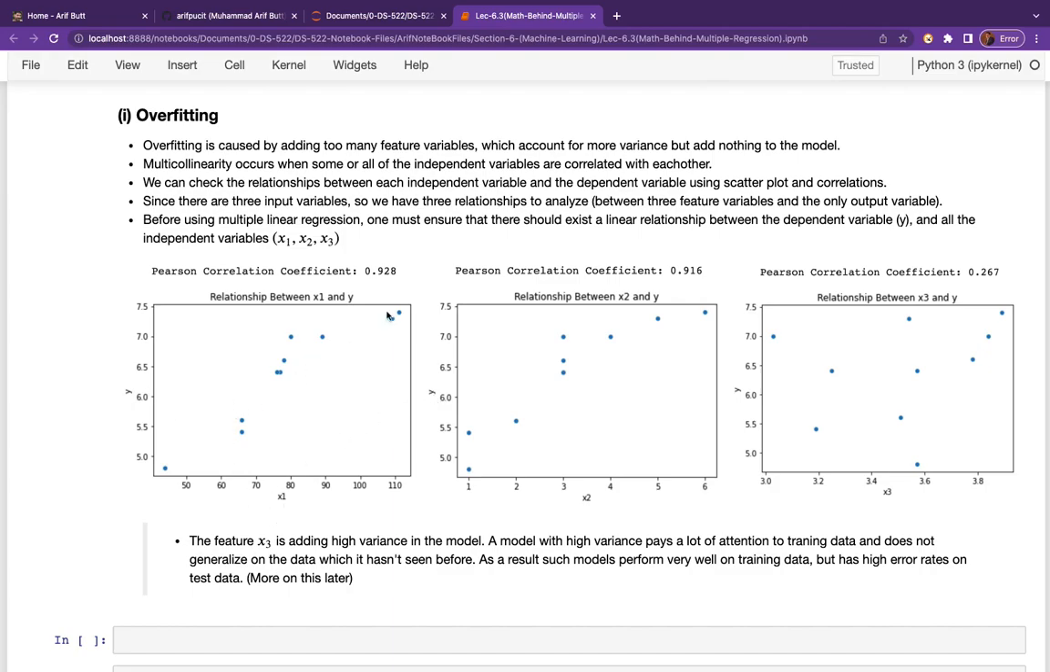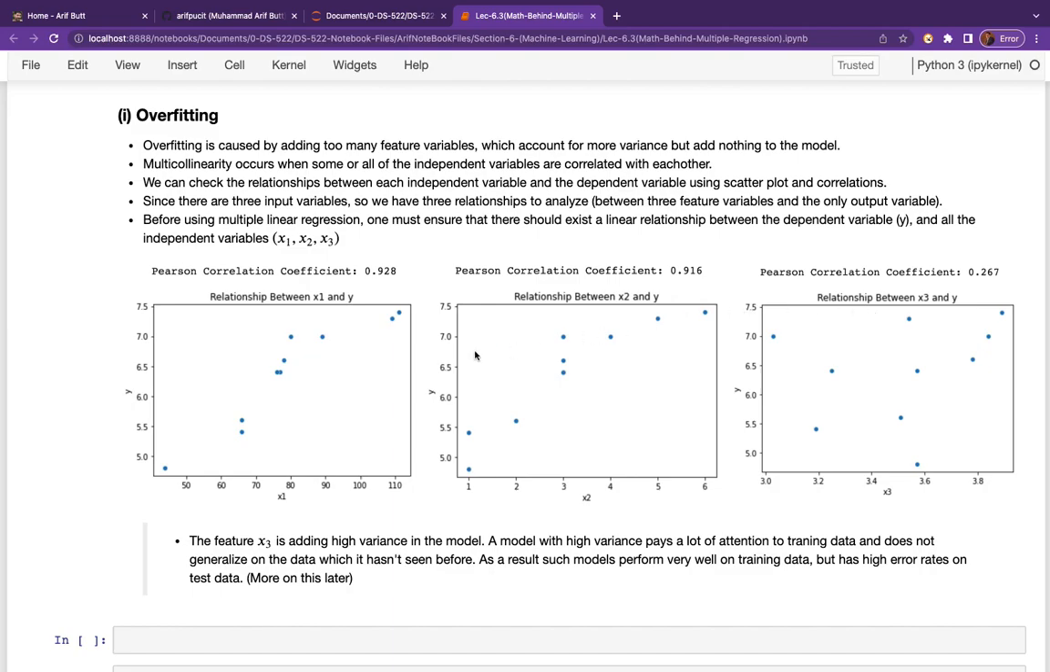X1 and y have a linear relationship. The correlation coefficient is 0.928. X2 and y again have a strong correlation coefficient of 0.916. On the contrary, this third graph on the right shows that there exists no relationship between the input feature x3 and the output variable y. This can be seen visually in this scatter plot, and you can confirm it from the value of the correlation coefficient, which is 0.267.